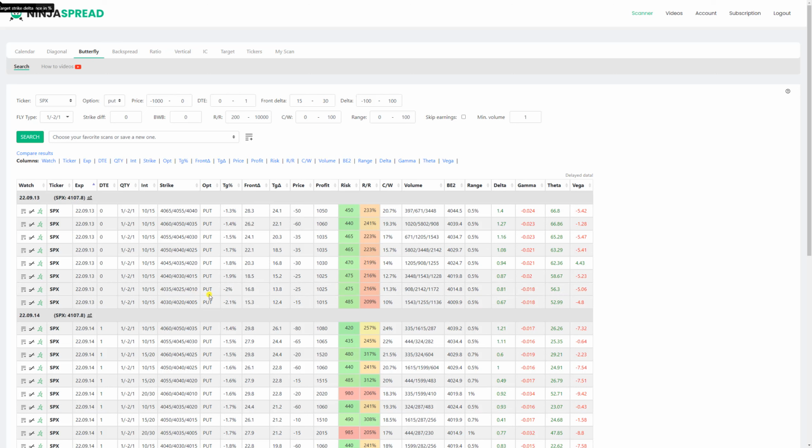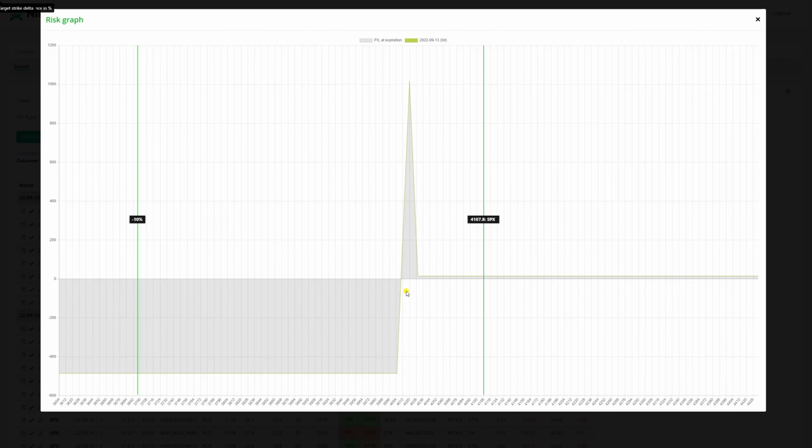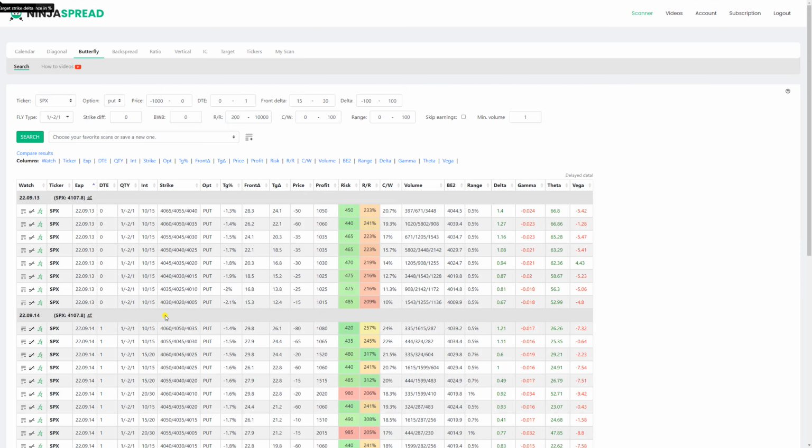Actually, this price is from yesterday because in Europe we are in the morning and the market hasn't opened yet. And this has a price of -15, which stands for a credit butterfly. As you can see here, this is a credit broken wing butterfly, with 10 to 15 as the strike differences, and this pays $50.